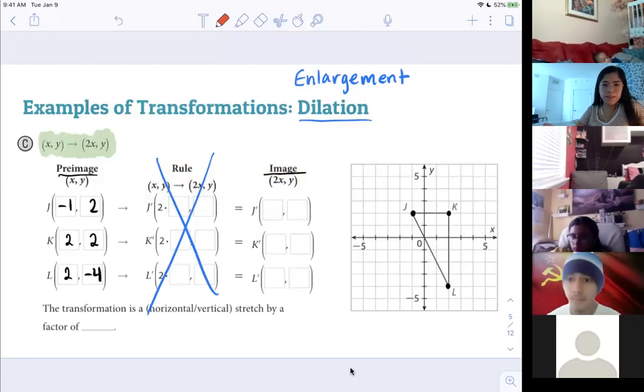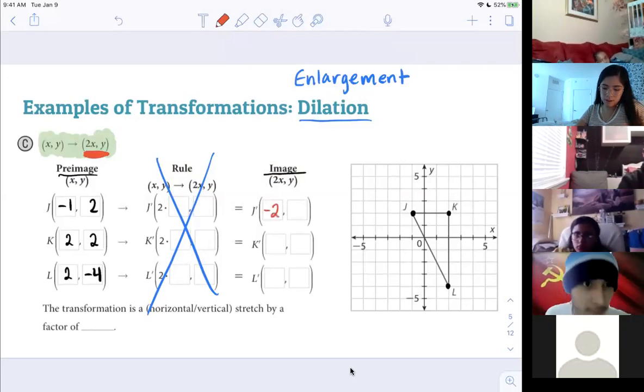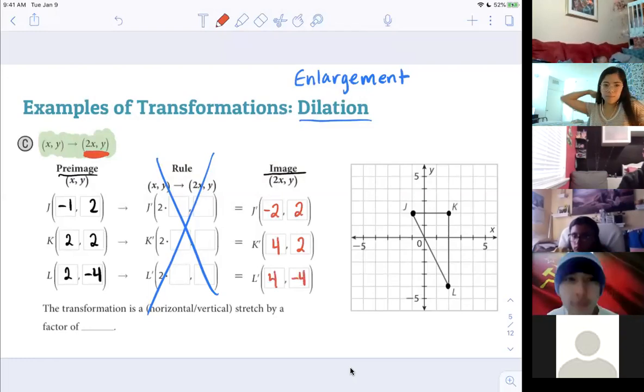Anyone? Can you say that again? Okay. I'm following my rule, which tells me to multiply x times 2. That's -2, 2. Good. 4, 2, and 4, -4. Good job.